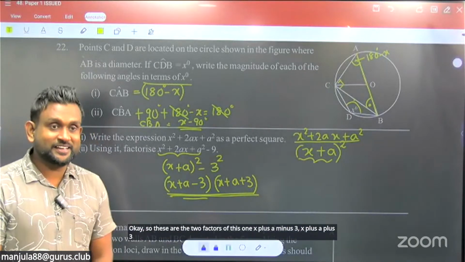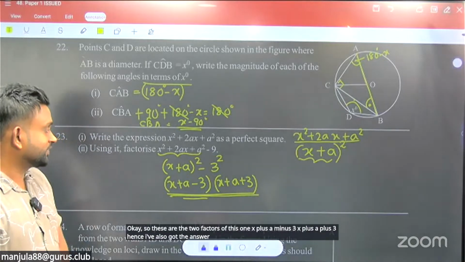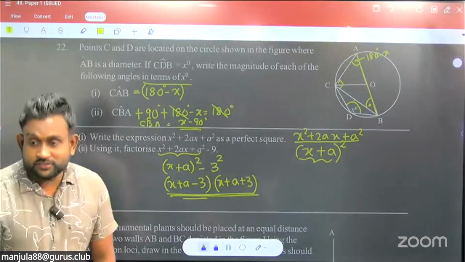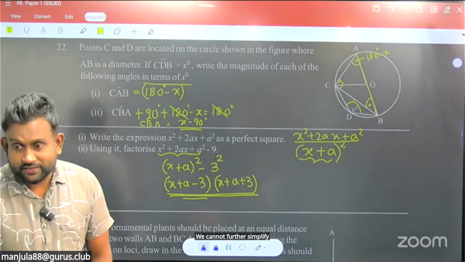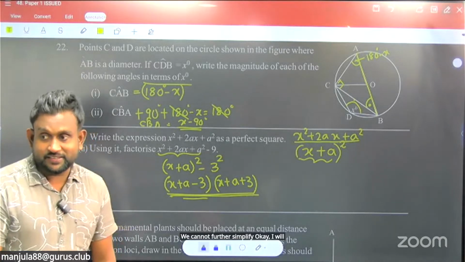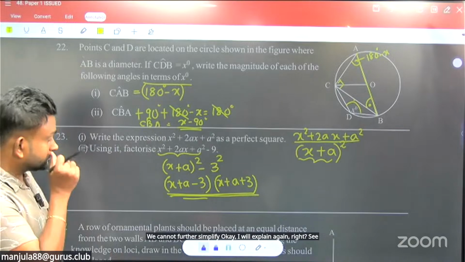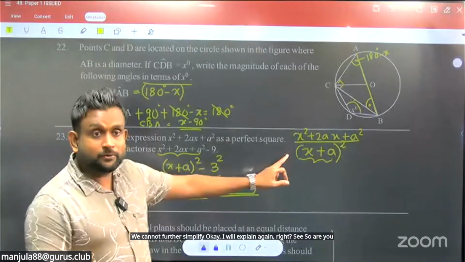Hands up those who got the answer. You can't further simplify. Okay, I will explain again. Right. See there. So are you okay with this one? How to take that one?